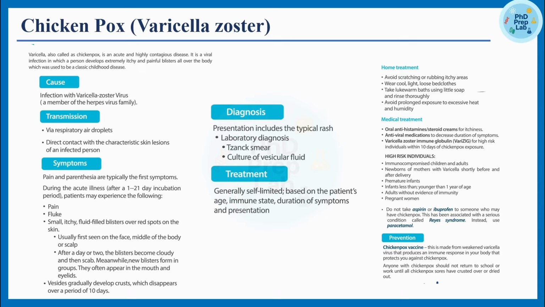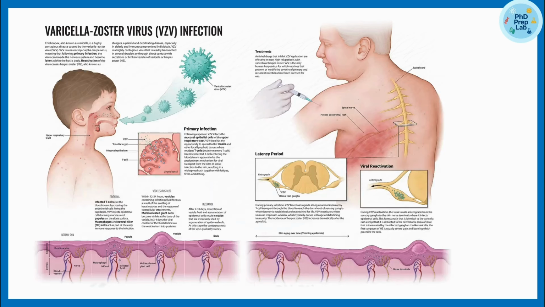The treatment is generally self-limited. If the patient is contained in a single space, the immune system handles it, the person is given basic medications, and he or she is advised not to go out to spread the disease and to avoid scratching or rubbing the itchy skin. So these are the basic symptoms which we are mostly aware about.